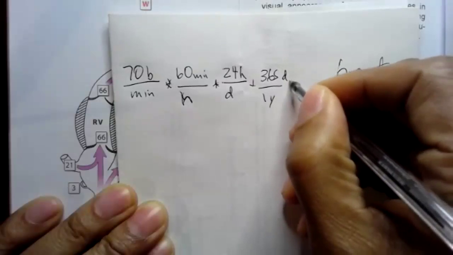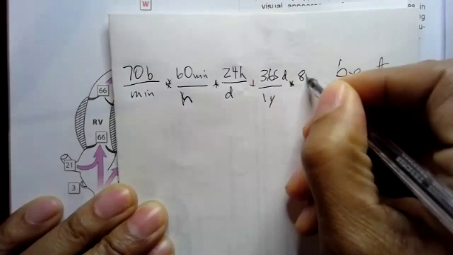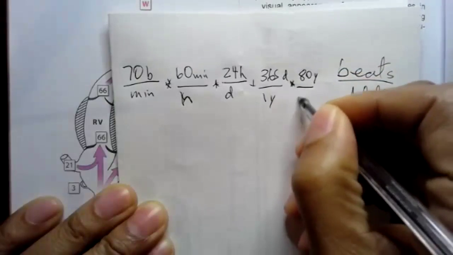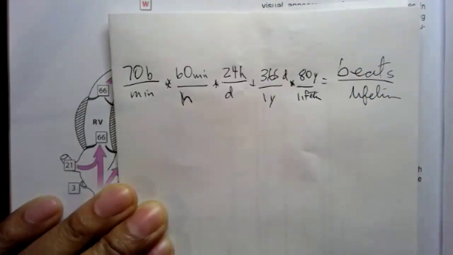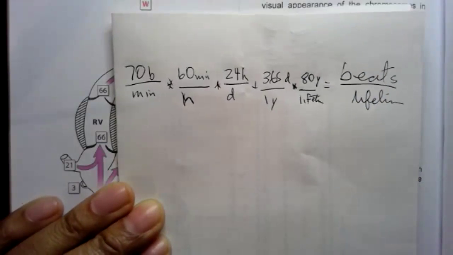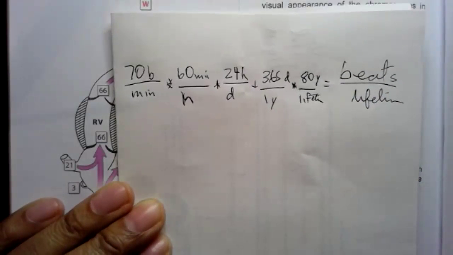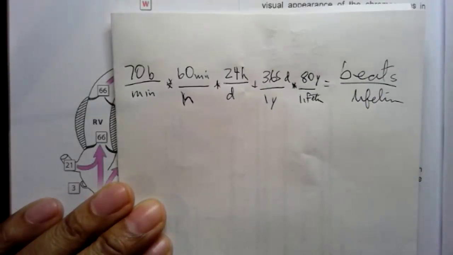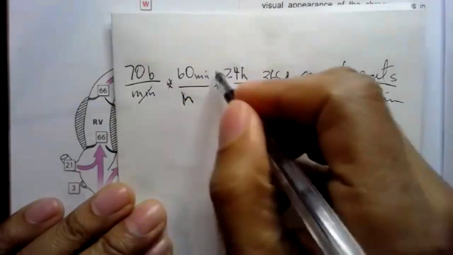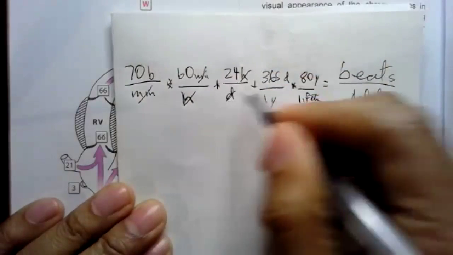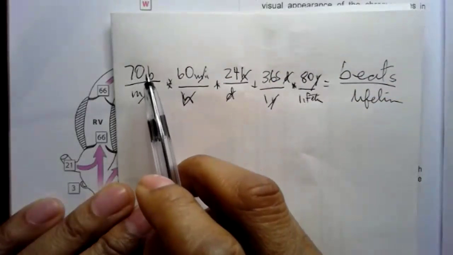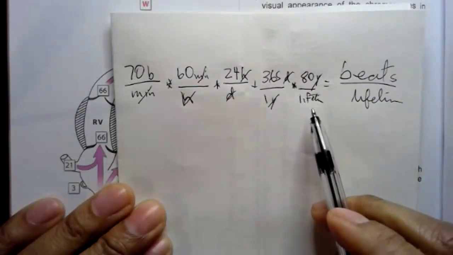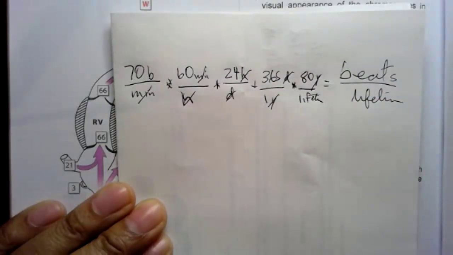And now I can go 80 years in a lifetime. And this is what dimensional analysis is. It's being very careful with the units, making sure everything cancels out, and then it's just a matter of mathematics. So here I can cancel minutes with minutes, hours with hours, days with days, years with years, and then I end up with beats in a lifetime. So that is the objective.